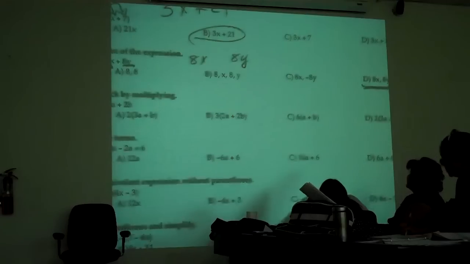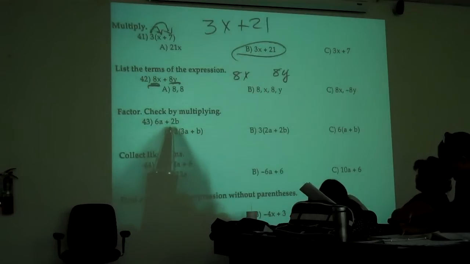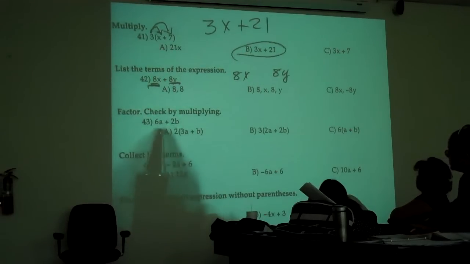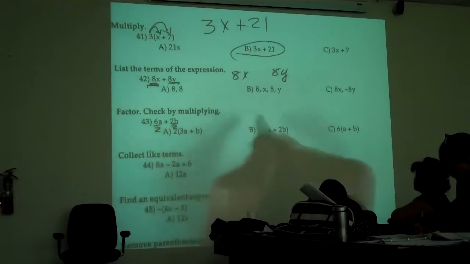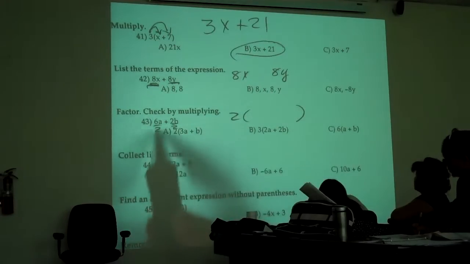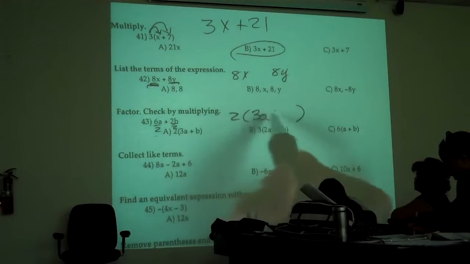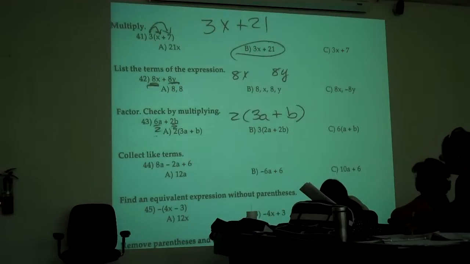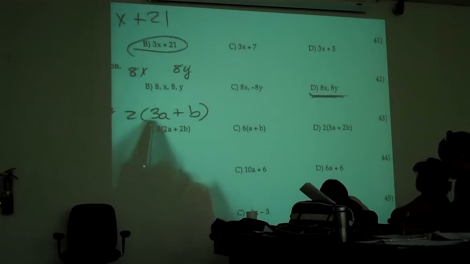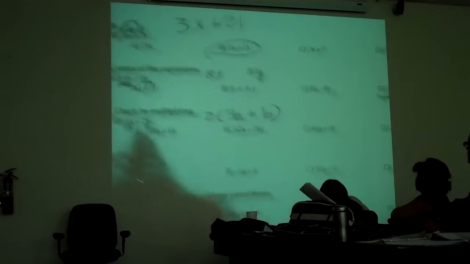Okay, factor. What does 6a and 2b have in common? They both have a 2 in common. Since you can divide them both by 2, put a 2 in the front. 6a divided by 2 is 3a. And you put a plus, and b divided by 2 is just b. You can put 1b if you want, but you don't have to have the 1. So 2 in the parentheses, 3a plus b. Or, it's not 2b, is it? A.